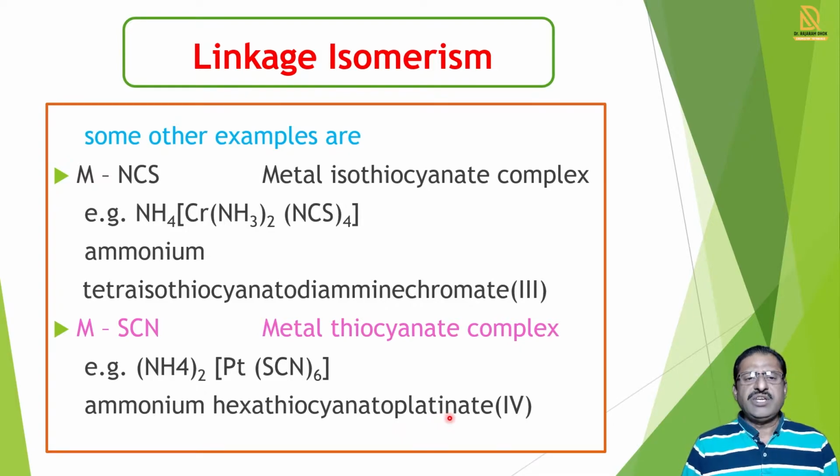So this is linkage isomerism. Remember again, in linkage isomerism, the ligand's donor atom that is directly bonded with the metal is shown by the particular linkage, and such types of isomers are called linkage isomers.